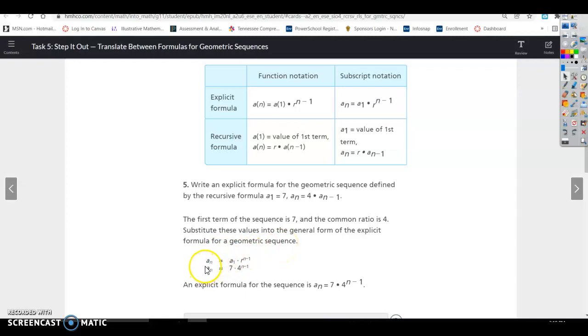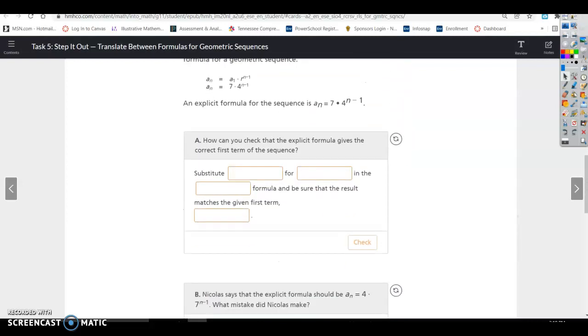All right, so our general formula, a sub n equals our first term times r to the n minus 1. So plug in 7 for your first term, 4 for your common ratio, and that gives you an explicit formula. A sub n equals 7 times 4 to the n minus 1 power.